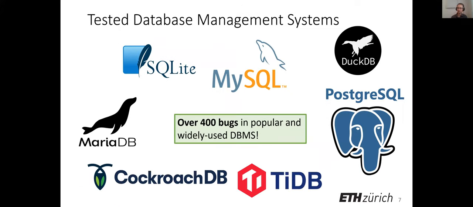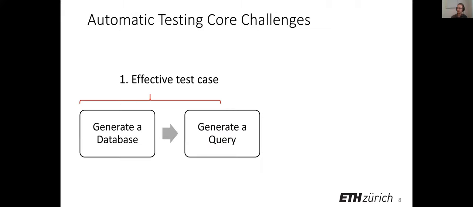Nevertheless, we found over 450 bugs in popular and widely used database management systems. Of course, we have also tested DuckDB, but also SQLite. We found bugs in SQLite, MySQL, Postgres, MariaDB, CockroachDB, and TiDB. Now the question is how did we achieve this?